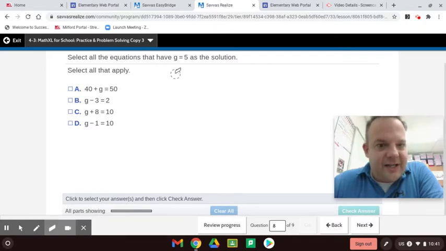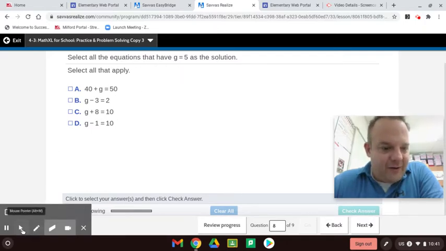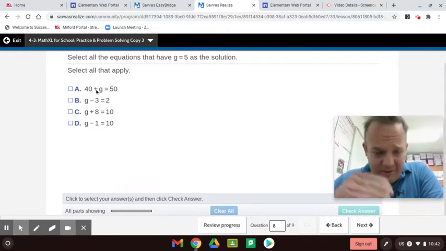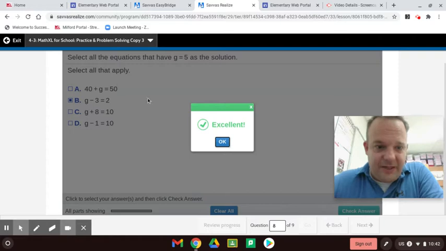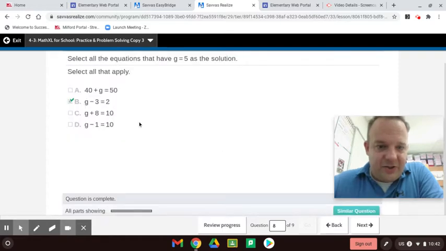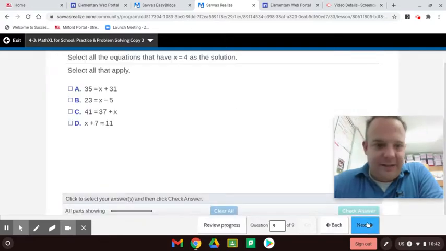Select all the equations that have G equals 5. All right, I love these type of questions. They put them on a lot of these EnVision tests, so pay close attention. 40 plus 5 is 45, not 50. Wrong. 5 minus 3 is 2. Correct. See how you go through each one like that? And you know what? I was trigger happy because I should have checked all of them because they have the squares. So 5 plus 8, 5 minus 1. All right, so we did it.